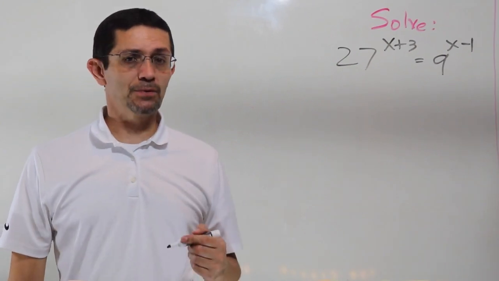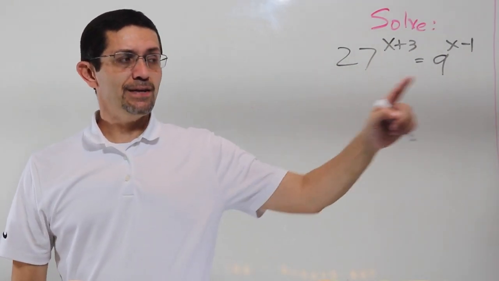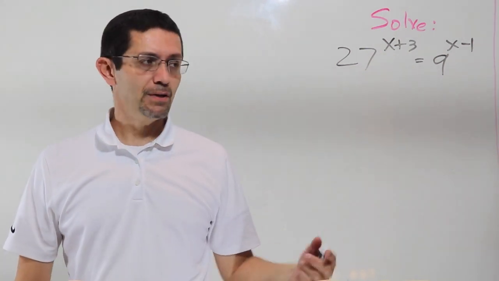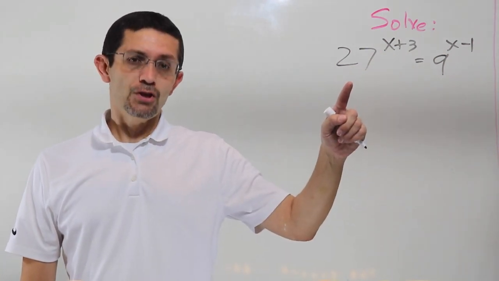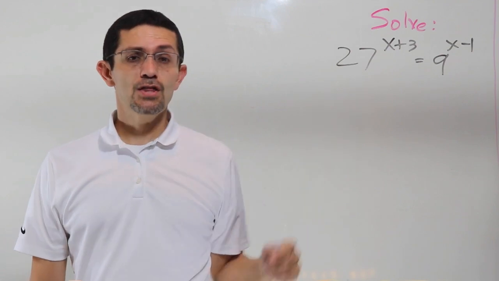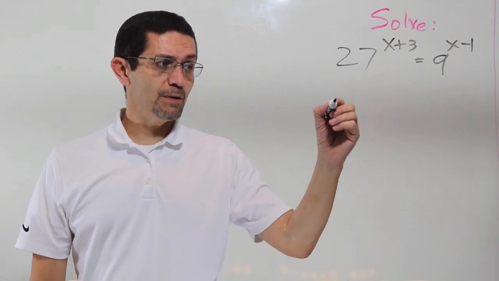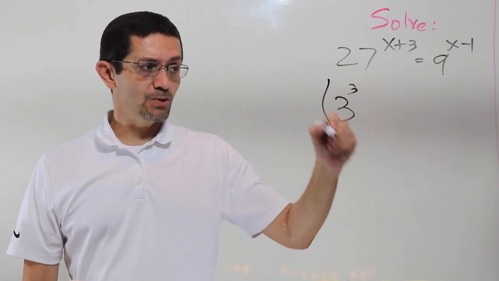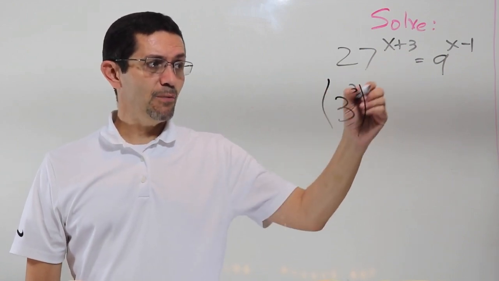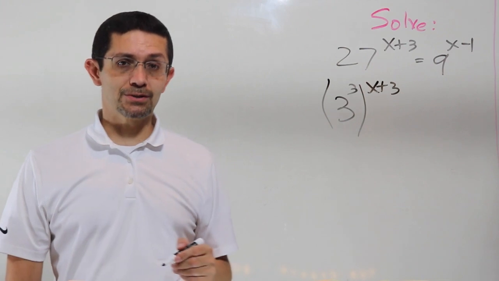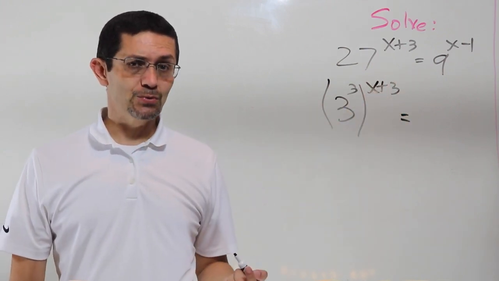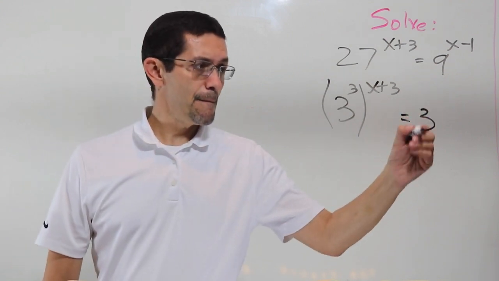Okay, now we have this exponential equation, 27 and 9. None of them are prime numbers. The idea is to get a prime number. So 27 is the same as 3 times 3 times 3, which is 3 cubed. So instead of the 27, I'm going to write 3 to the 3rd power, but it's also an exponent on the outside. So I put this in parentheses, and now I'm going to have an x plus 3 on the outside. The other side, 9 is the same as 3 times 3, which is 3 squared.